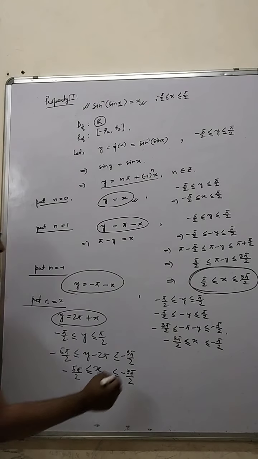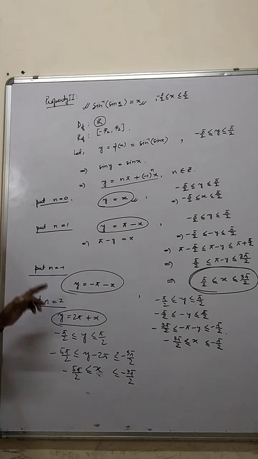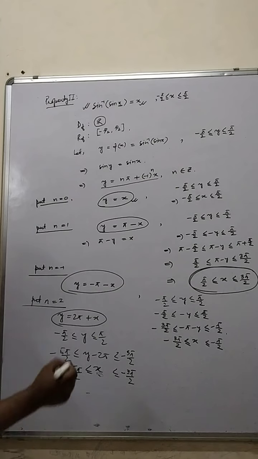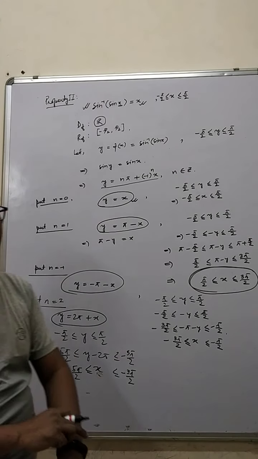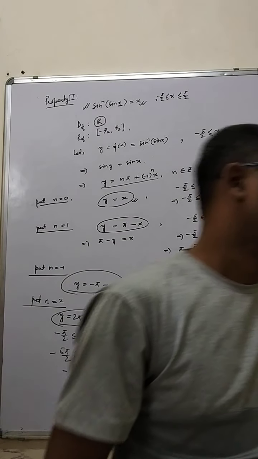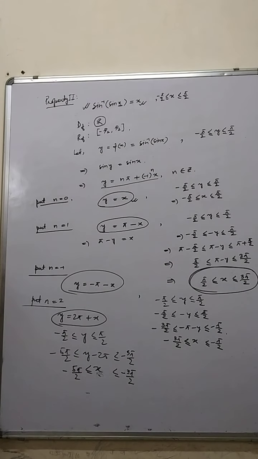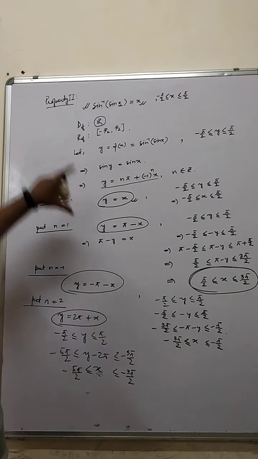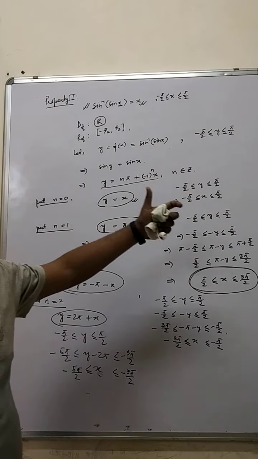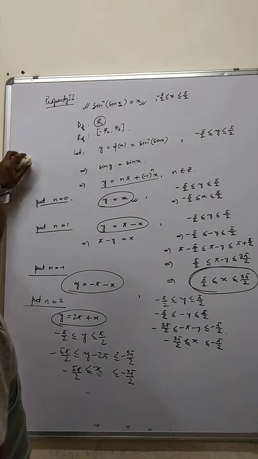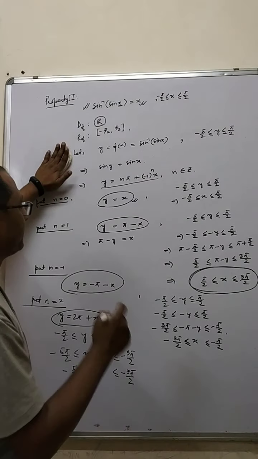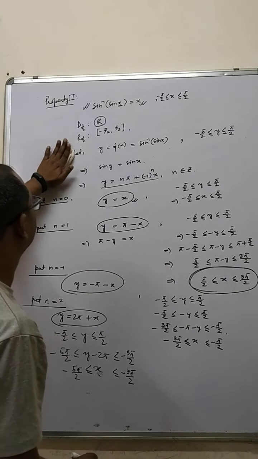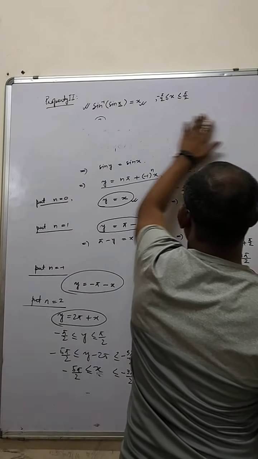And if we put n equal to minus 2, most probably we'll get y equal to x minus 2 pi. Okay, so let me write down all these values in a table before we proceed to the graph. I hope you have understood so far. Then we'll proceed with the graph.